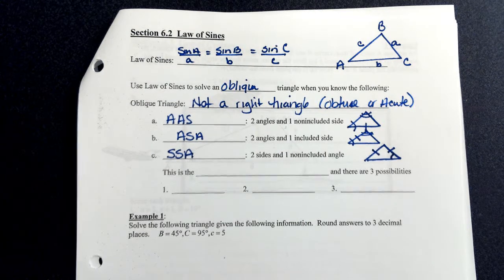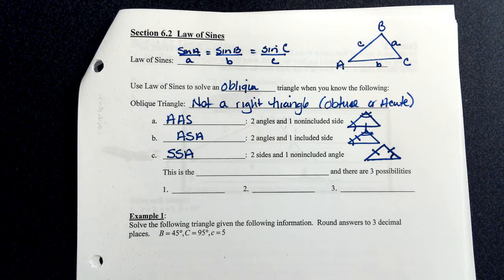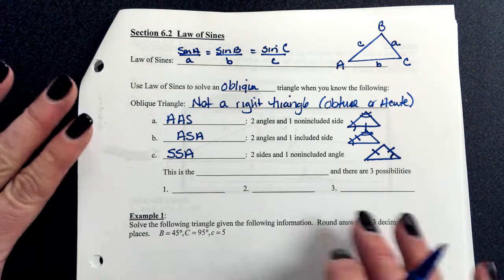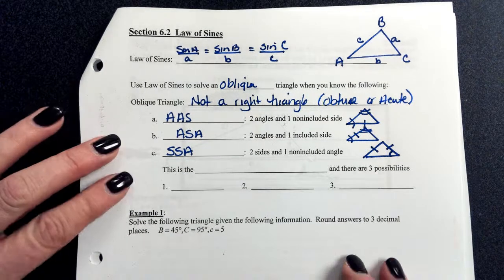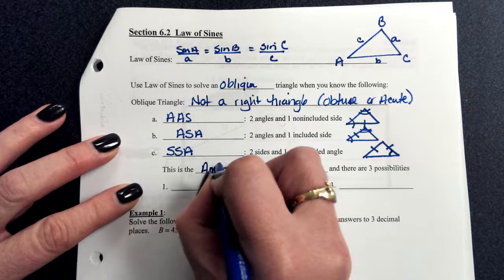Now, back in geometry days, when you were proving similarity and you were proving congruence, your geometry teachers told you that you could not use SSA to prove similarity or congruence. We're not proving similarity. We're not proving congruence. We're just trying to solve for missing sides and angles of the triangle. We're not going to get into this SSA because this is what we call the ambiguous case.